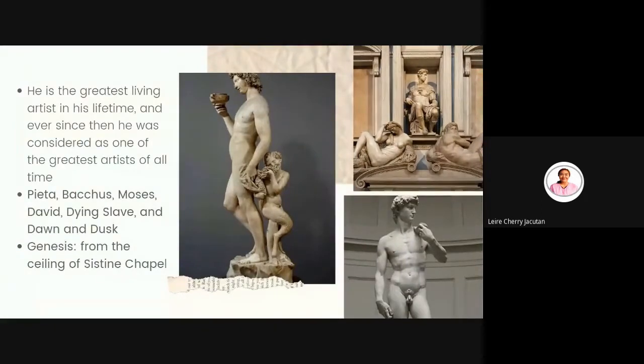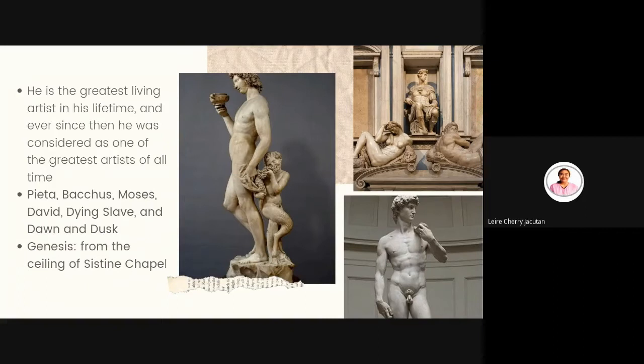Parang yung mga pinakita natin na mga architectural designs na yon, talagang hanggang ngayon sikat pa rin siya, pinupuntahan pa rin siya ng mga tourist kasi ganun kaganda yung mga ginawa niya. At kaya nga, kino-consider si Michelangelo as one of the greatest artists of all time.